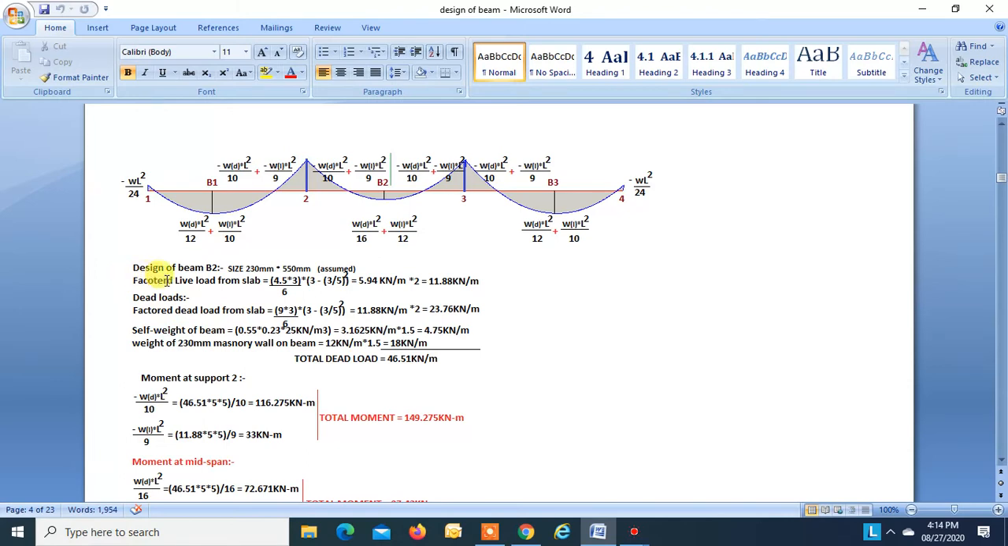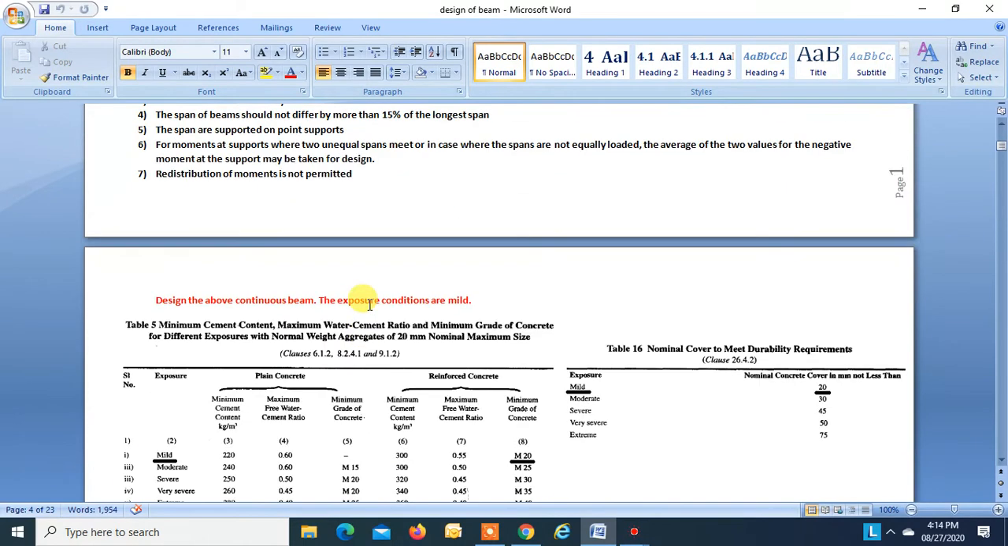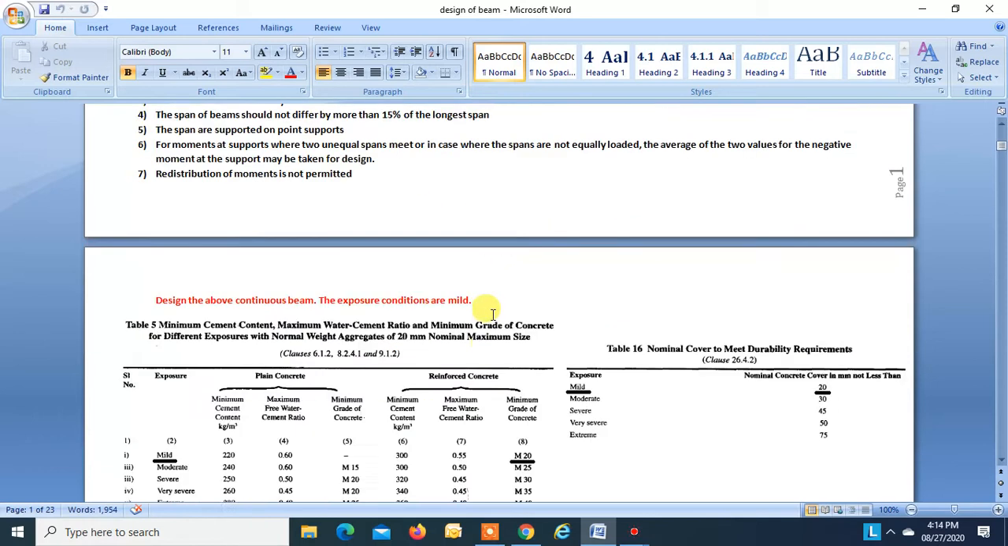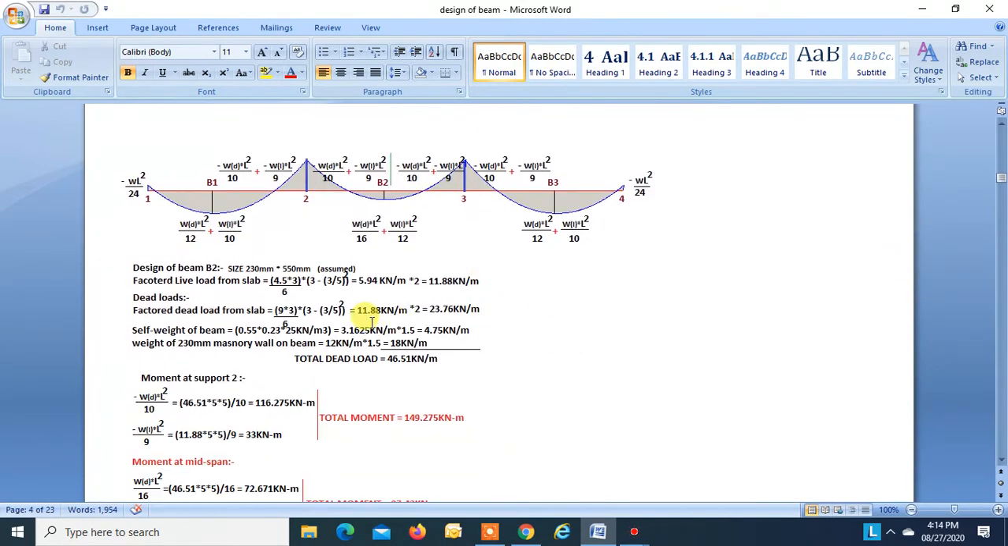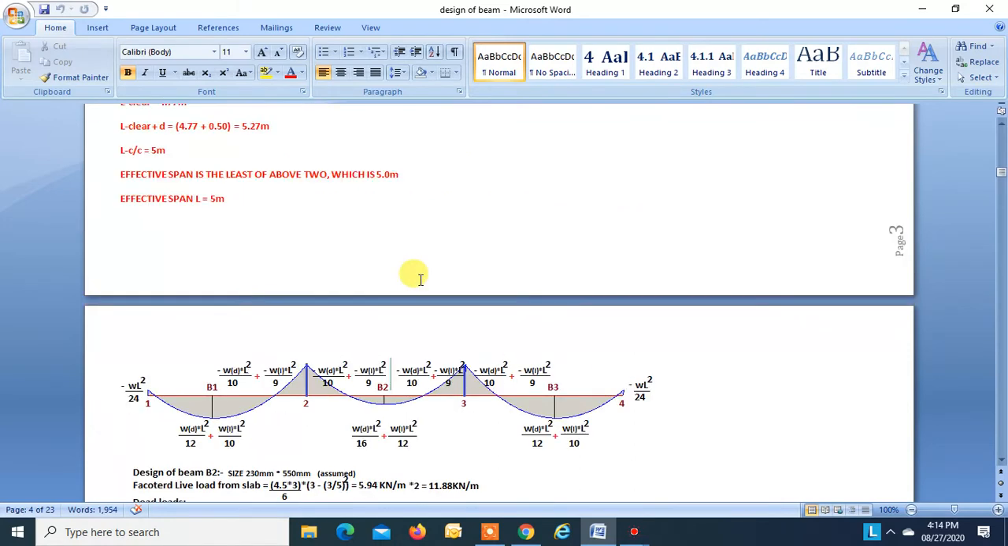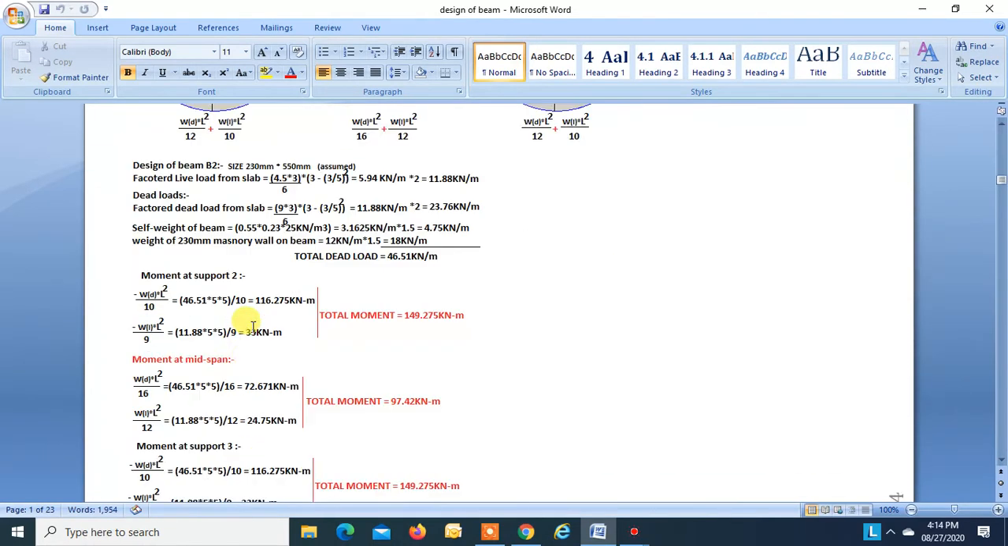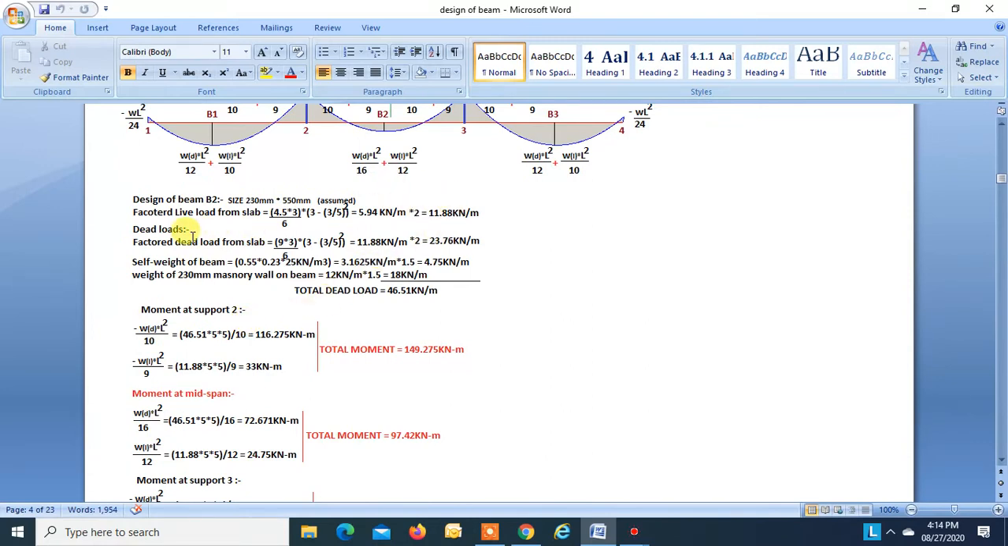Now the effective live load coming from the slab is 4.5. Putting this value in the above formula to get the equivalent UDL, we get 5.94 kN per meter, into 2, because this slab will give a loading and this slab also will give the same loading. The load on both sides is the same, so that is why it is multiplied by 2. So the total load turns out to be 11.88 kN per meter.